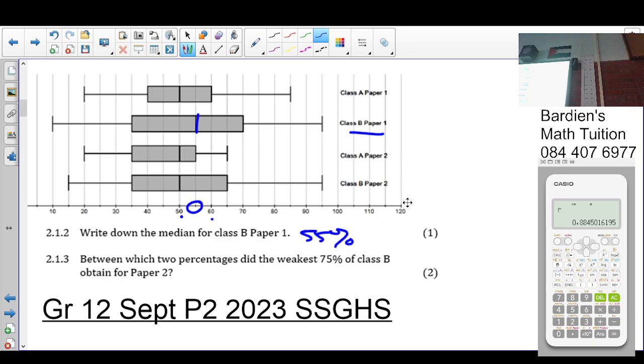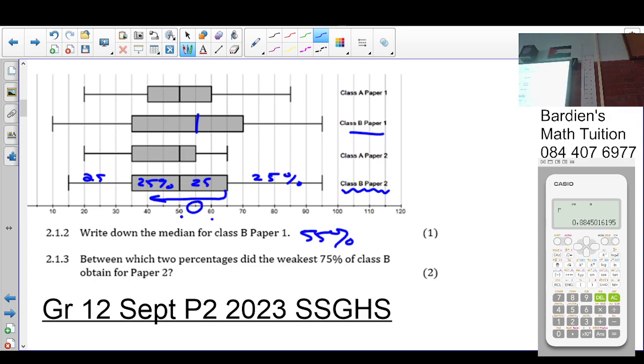Okay, next question. Between which two percentages did the weakest 75% of class B obtain for paper 2? So here is class B, paper 2, the weakest 75. Remember, each of these represents 25% of the data, not so. So the weakest 75%, of course, is the bottom.